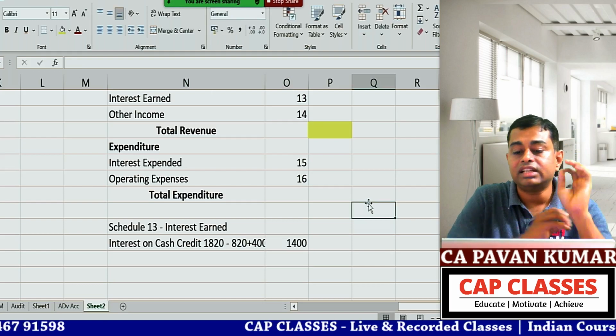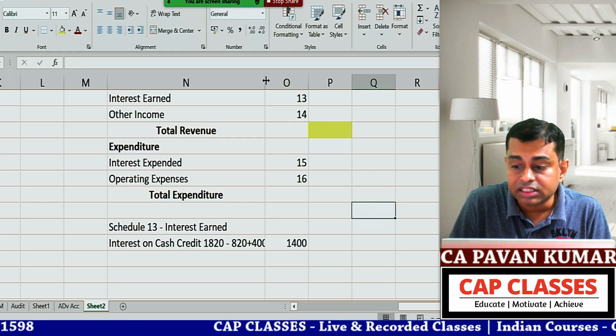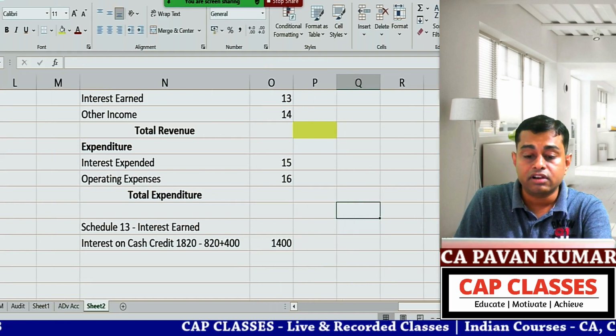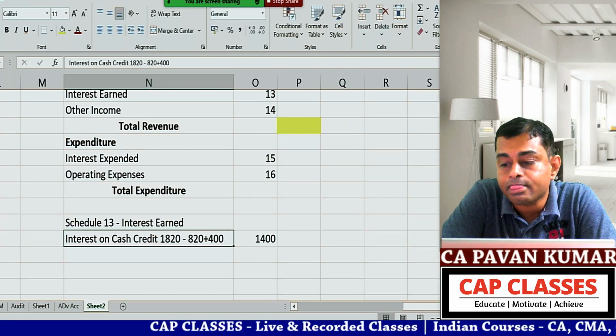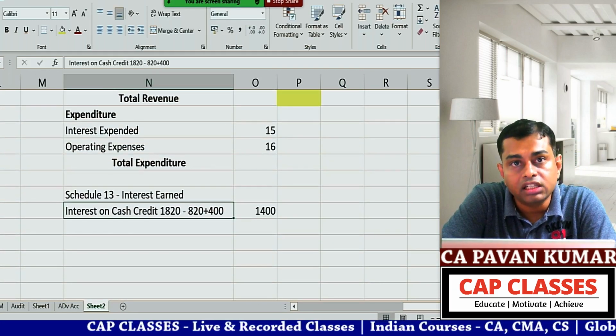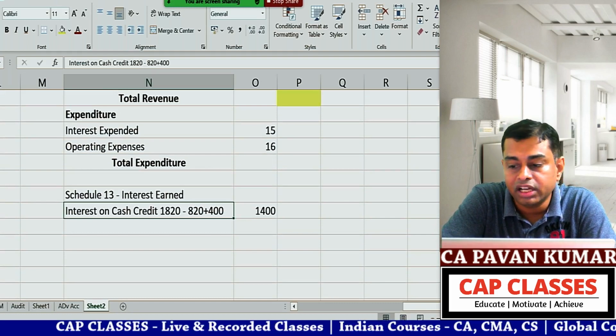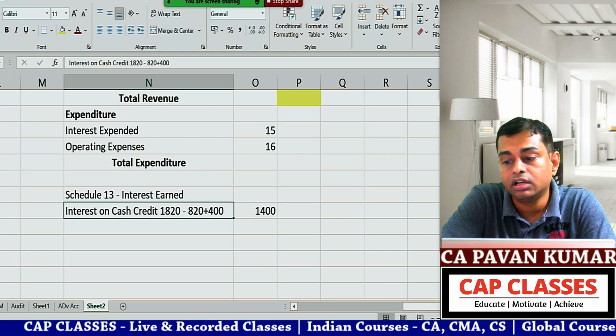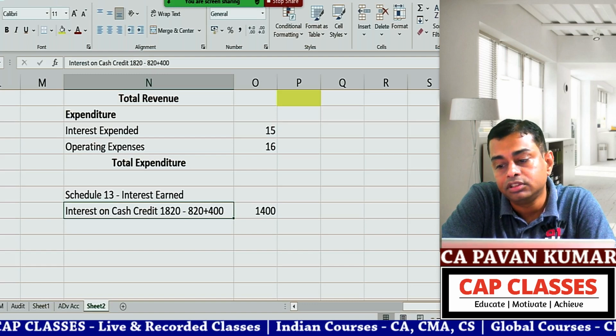Guys, everybody, do you understand this working note? Please tell me, do you understand this working note? I want a response from everyone. I know your energy level is over. Same with me also. My energy level is also over. But still, response. Very good.